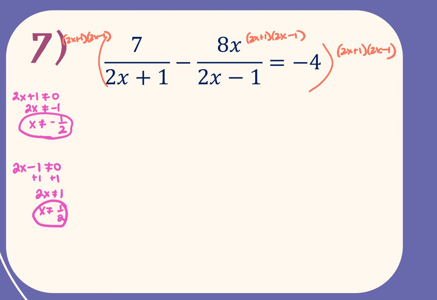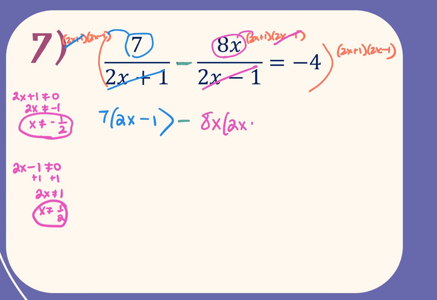So from the first one, the 2x plus 1's cancel, and I get 7 times 2x minus 1. I'm going to write it with the parentheses so I remember to go back and distribute that. Then the minus that comes from in between. The 2x minus 1's cancel this time, and I get 8x times 2x plus 1.